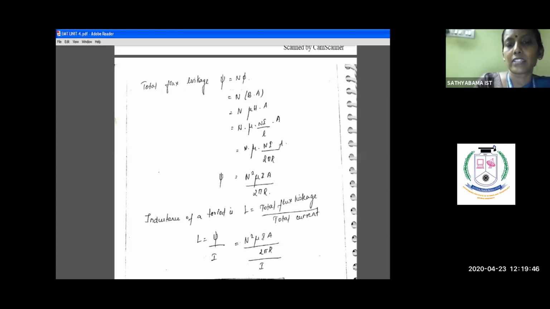So substitute your phi in the L equation. So you'll end up with the N square. So I will get cancelled. You will have the equation as N square mu A divided by 2 pi R. That is the inductance of a toroid here.